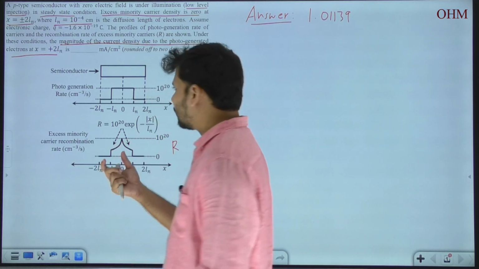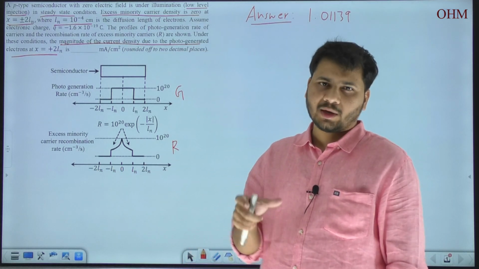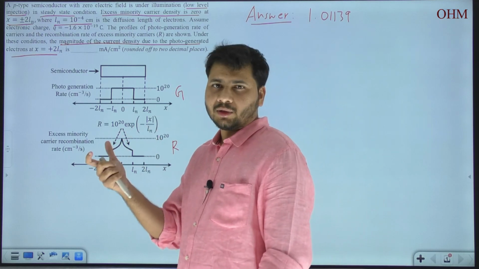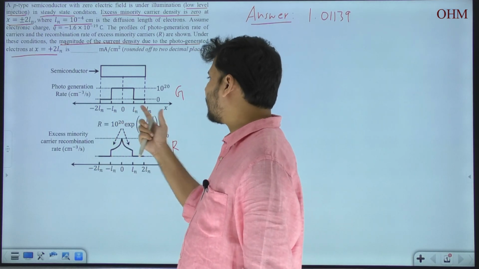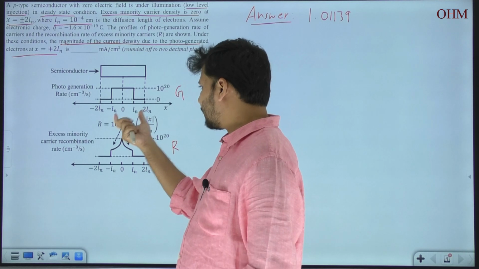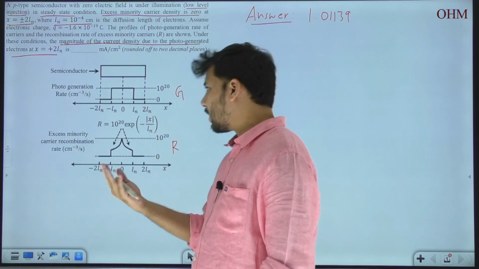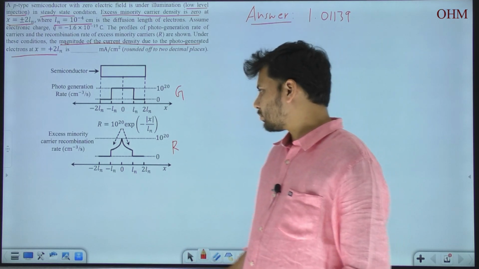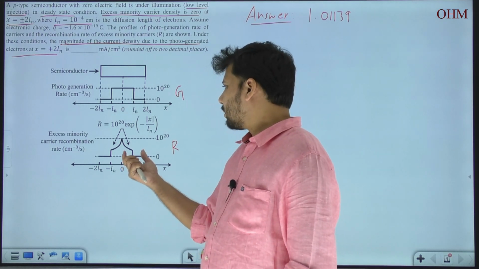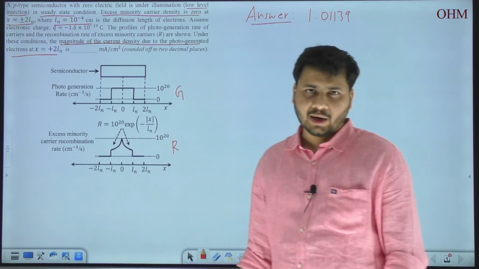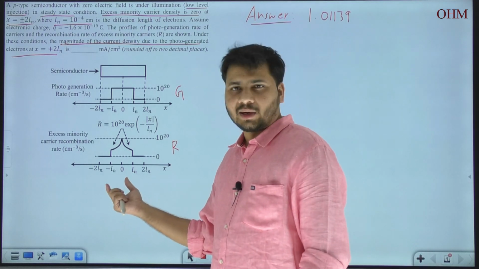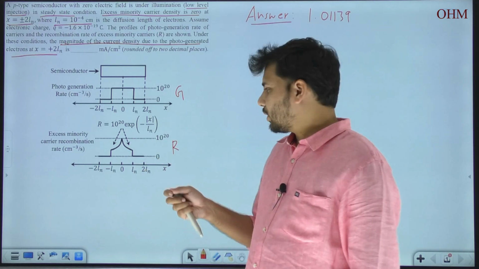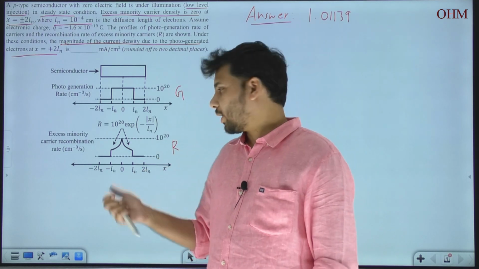First of all, do you have generation of carriers throughout the semiconductor? No. We only have photo generation of carriers between minus Ln and plus Ln, and in this region G is uniform or constant and equal to 10 to the 20 per cm cube per second. But if you look at the rate of recombination of excess minority carriers between minus Ln and plus Ln, it is not uniform. It kind of exponentially decays as you go away from x equal to 0, either to the right or to the left.